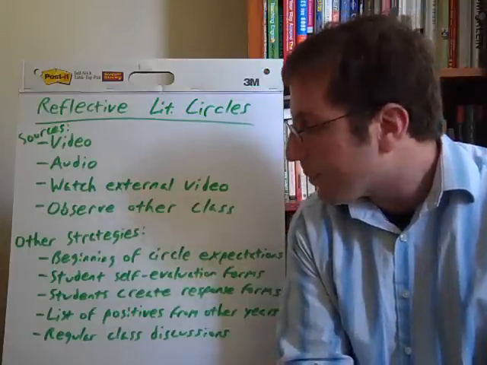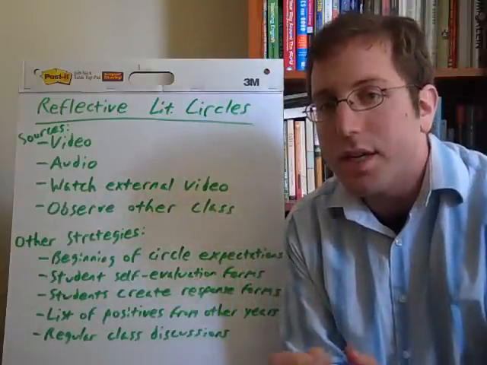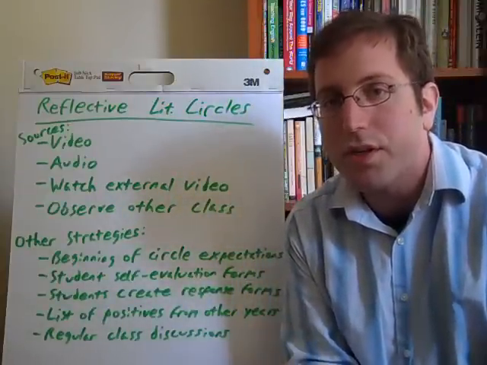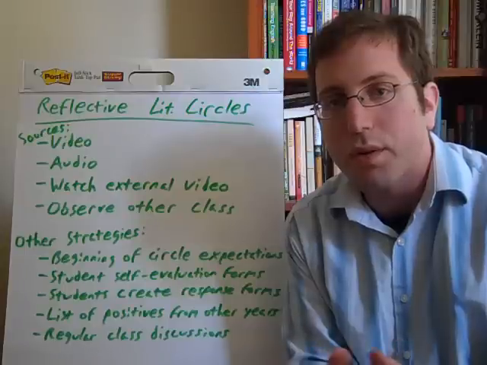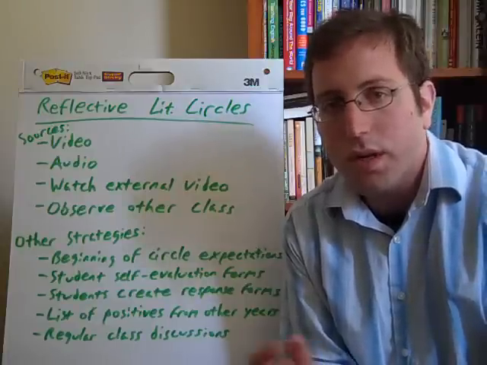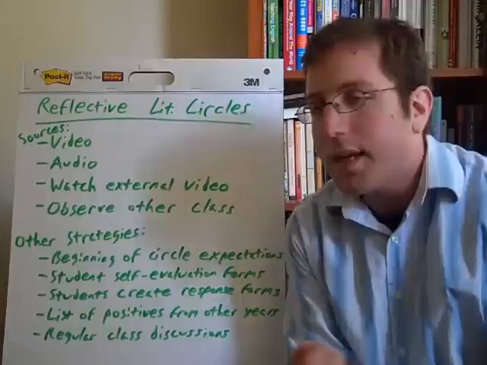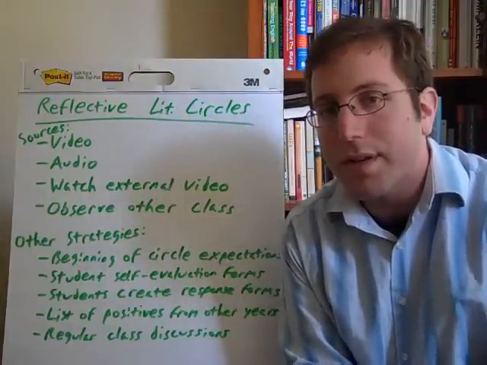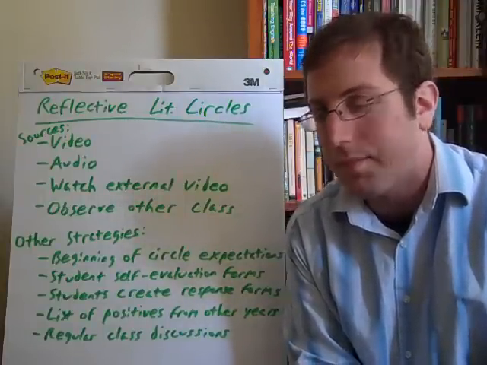And then there are some other strategies that you can use in addition to doing the observations of other classrooms or themselves to help students really reflect on what it means to have a strong literature circle or what it means to have a strong learning structure in general. One is at the beginning of literature circles actually having students say, this is what I want the circle to sound like, to look like, to feel like.